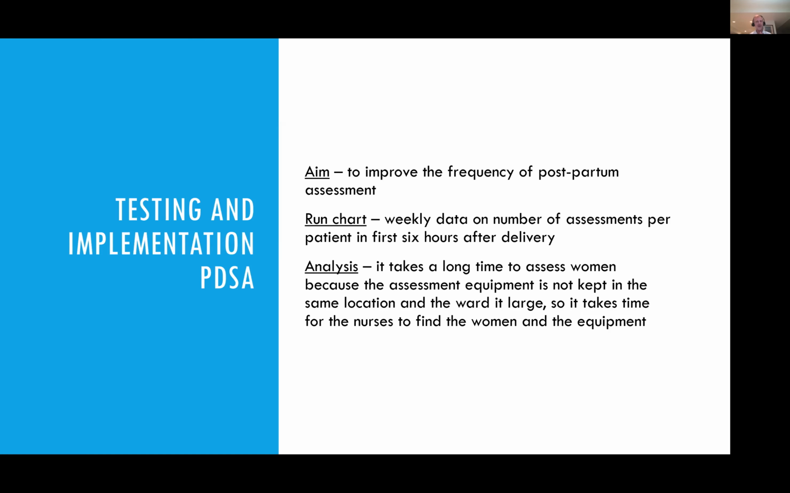So a facility might be trying to improve the frequency of postpartum assessment. And they plot their data every week. And let's say they look at the number of assessments per patient in the first 6 weeks after delivery. And they do an analysis and they find that the big reason why women are not getting assessed is because it takes so long to assess women. And it takes so long to assess the women because everything's a bit disorganized. The equipment is never kept in the same place. Women can be placed anywhere in the ward, even right after delivery. And so nurses spend a lot of time looking for equipment and looking for the woman.